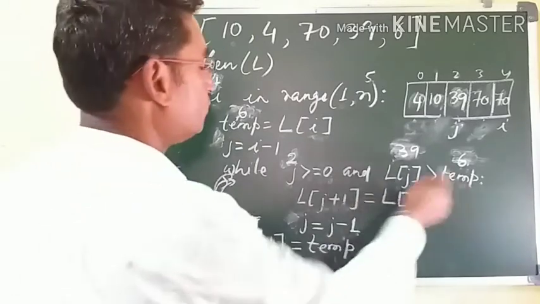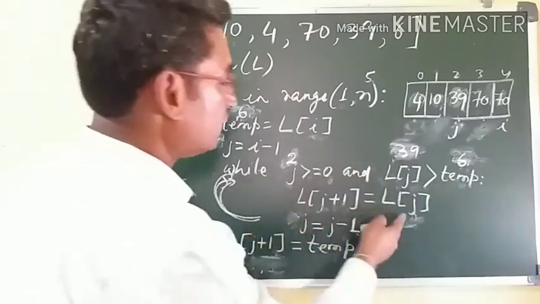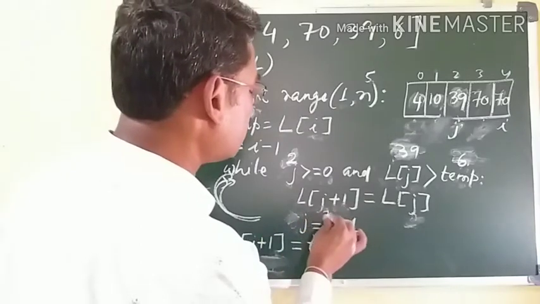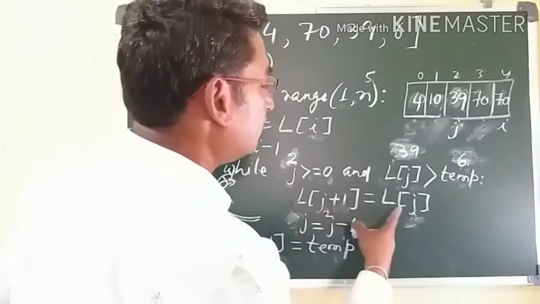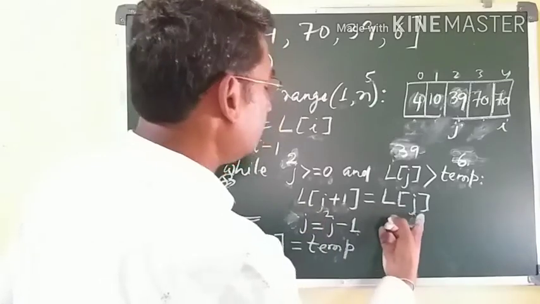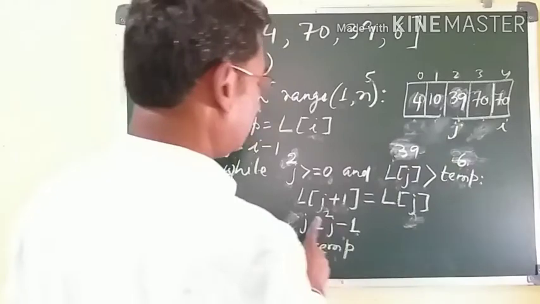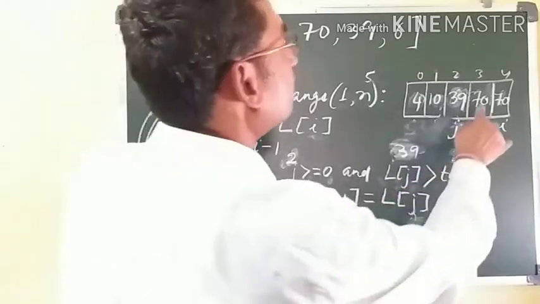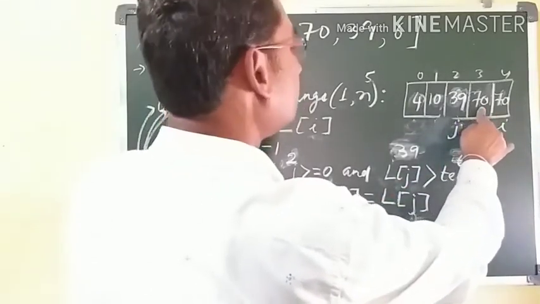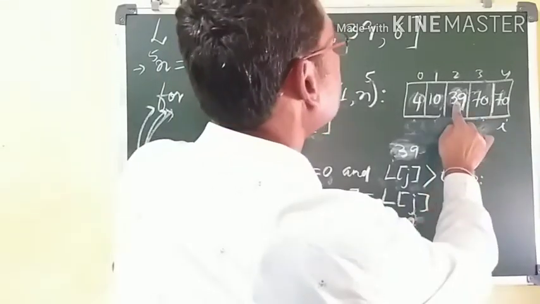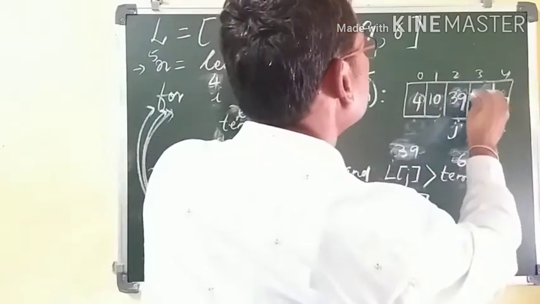If this condition is true and this condition is true, then this statement will be executed. Means L of J plus 1 means 2 plus 1, means L of 3. In this, L of 2 will be assigned. In this position, L of J, 2 plus 1, 3 location is here. L of 3 is this box. In this L of 2 will be assigned, means 39 will be assigned at this location.